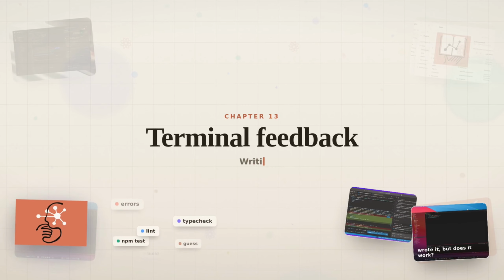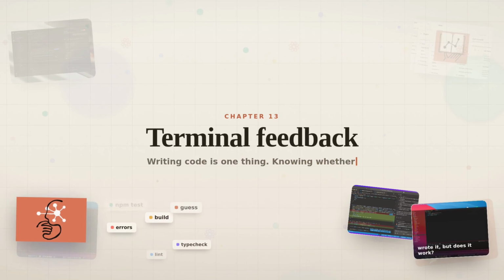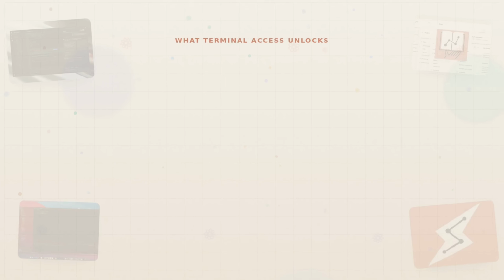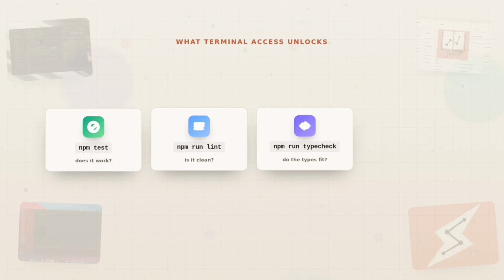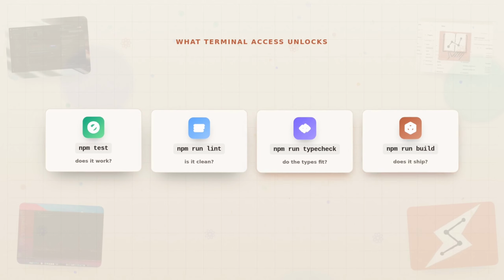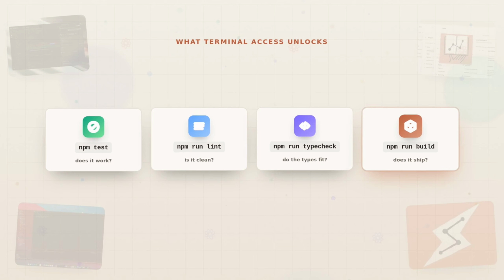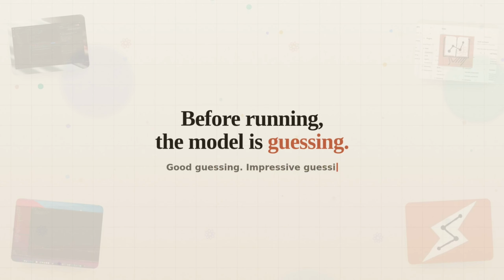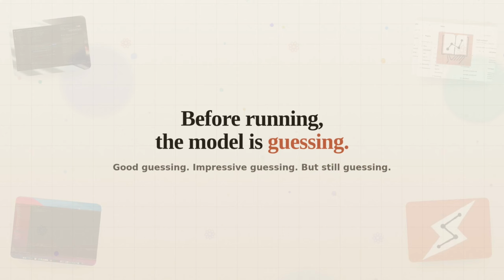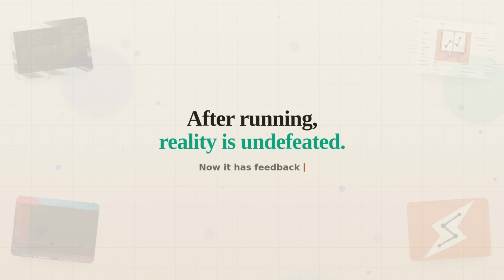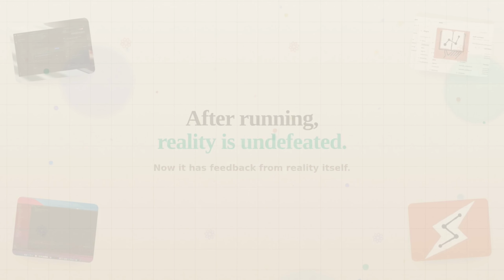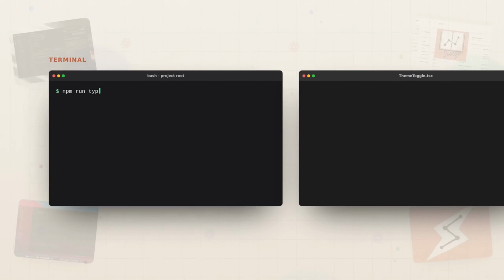Writing code is one thing, knowing whether it works is another, and that's where terminal access becomes huge. An agent with a terminal can run your tests, your linter, your type check, your build, and this is where it gets grounded. Before running anything, the model is guessing. Maybe very impressive guessing, but still guessing. After running, it has feedback from reality, and reality is undefeated.